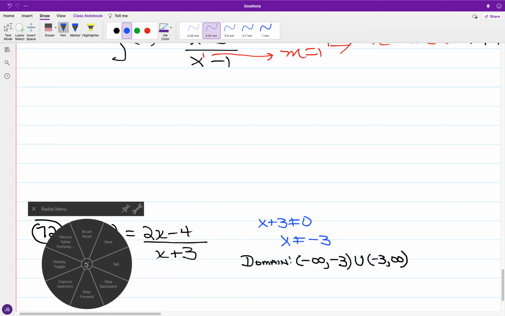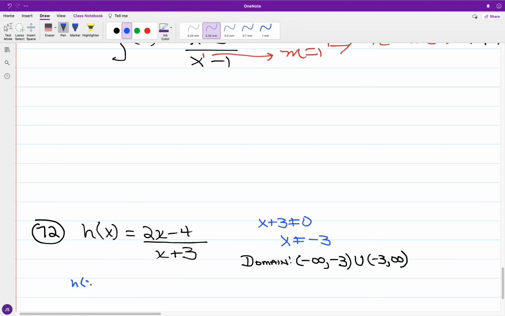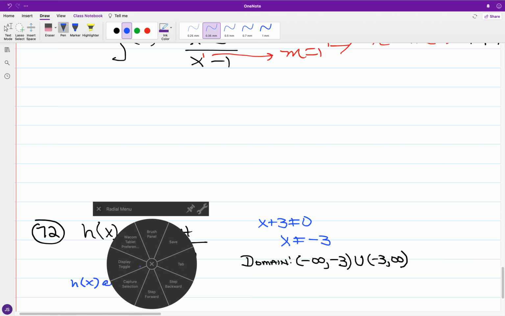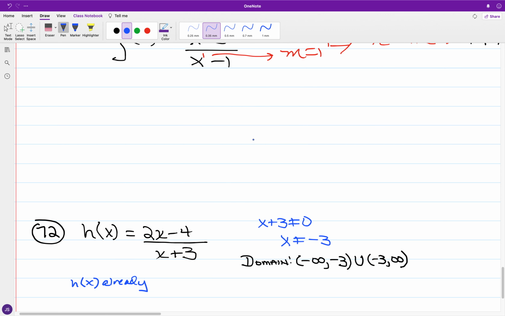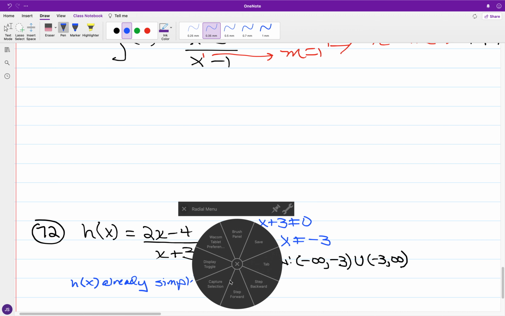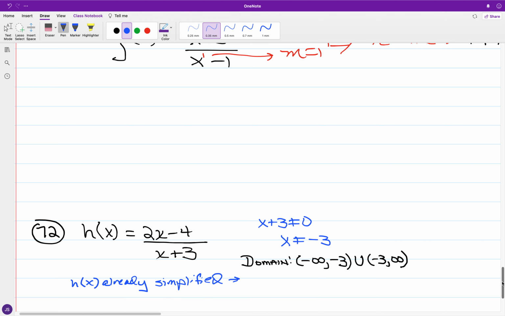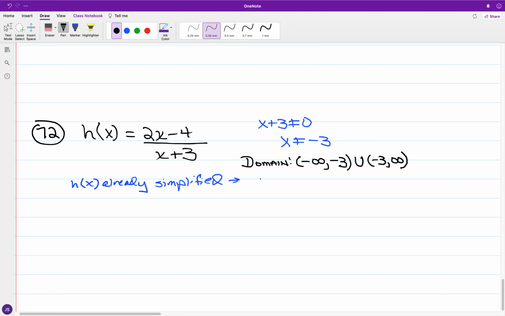And again, h of x is already simplified. So that means x plus 3 is going to stay around, and so the excluded value from the domain ends up defining the vertical asymptote. So the vertical asymptote is going to be at x is equal to negative 3. And in terms of whether we have a slant or horizontal asymptote, this comes down to the degree comparison between the numerator and denominator.